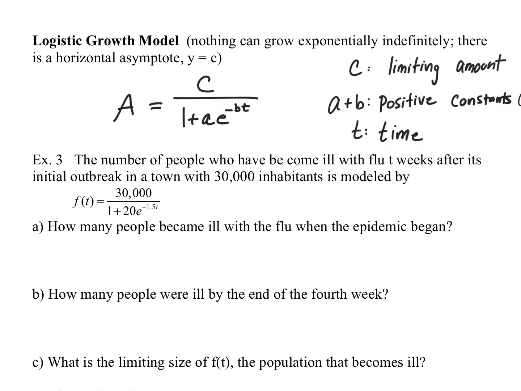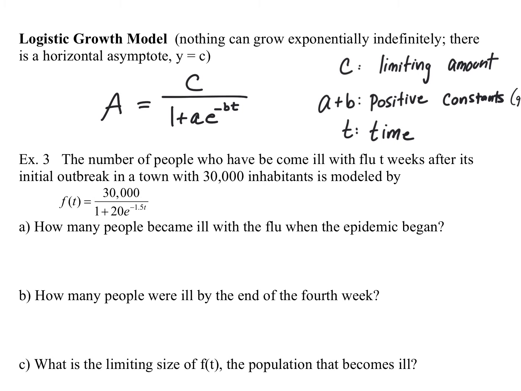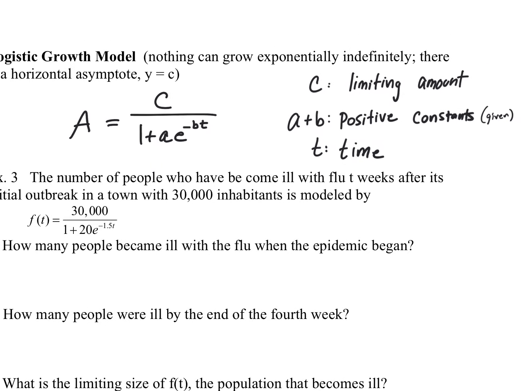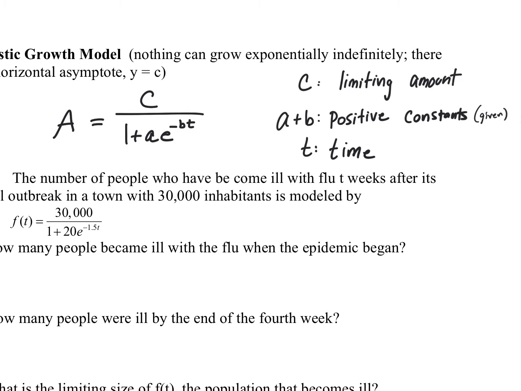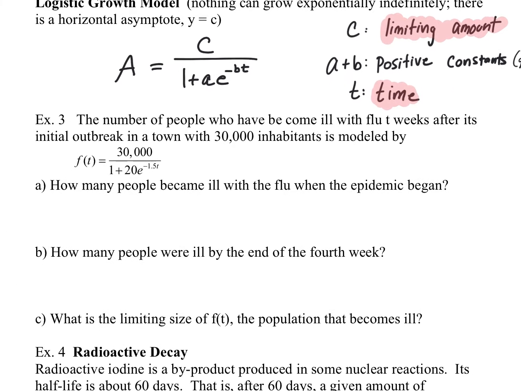So the formula we use, you can see here, is A equals C over 1 plus A times e raised to the negative BT. In this case, both A and B will be given as constants, and C is what we call the limiting amount. There's some quantity that we can never get larger than. Our input here is T, time. So let's work through this example together.